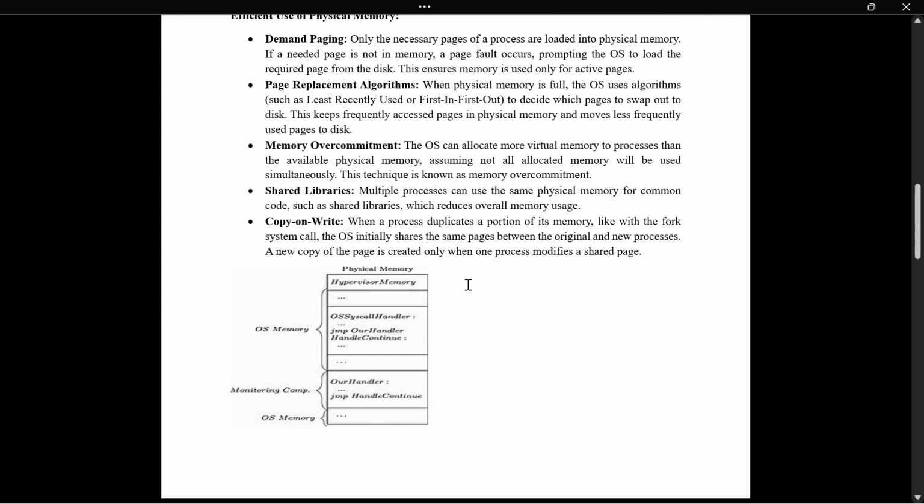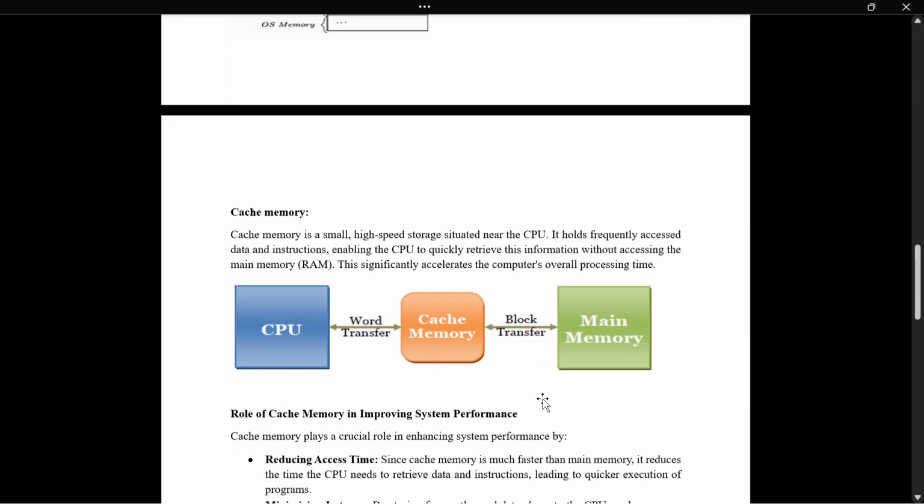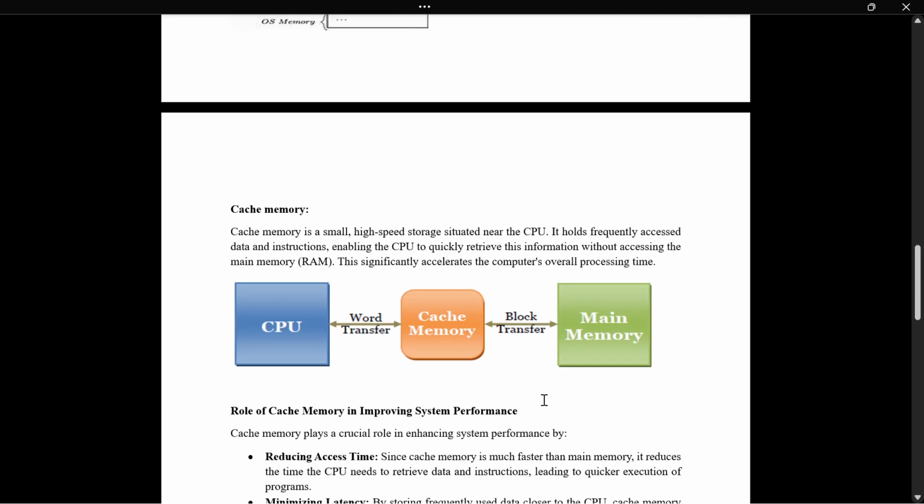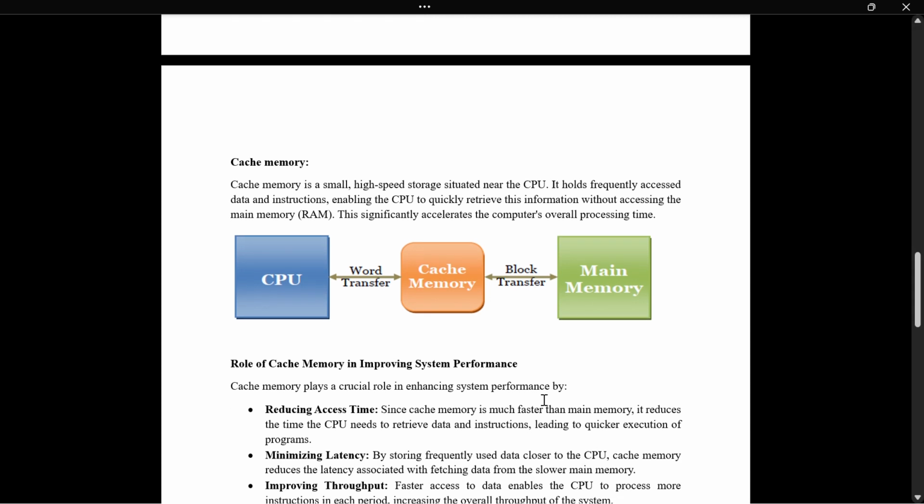Okay, so this is the physical memory. So this is the OS memory, and the OS memory consists of all the memory the data is passed through. Cache memory. Cache memory is a small, high-speed storage situated near the CPU. It holds frequently accessed data and instructions, enabling the CPU to quickly retrieve information without accessing the main memory. This significantly accelerates the computer's overall performance. So this is the CPU and this is the cache memory, which is between the main memory and the CPU.